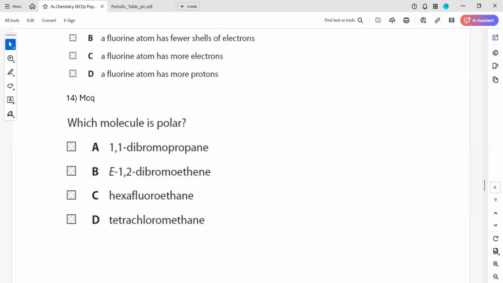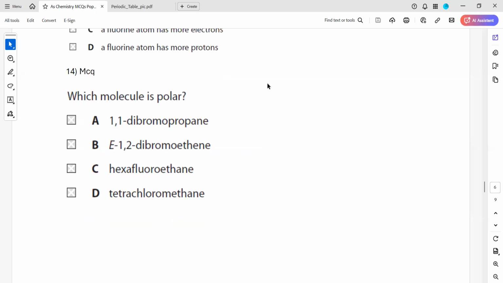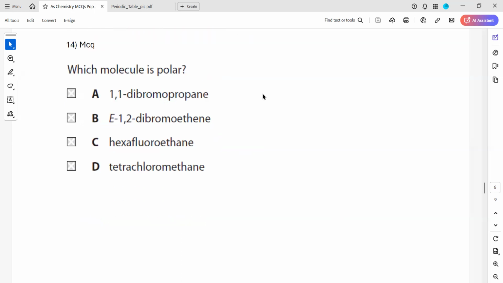The next is question 14. Which molecule is polar? If we want a polar molecule, we have to check the symmetry. If a molecule has symmetry, it will be non-polar. For example, if I draw carbon with four chlorines, the molecule has symmetry. If I divide it like this or like this, I get symmetry. It means it will be a non-polar molecule.